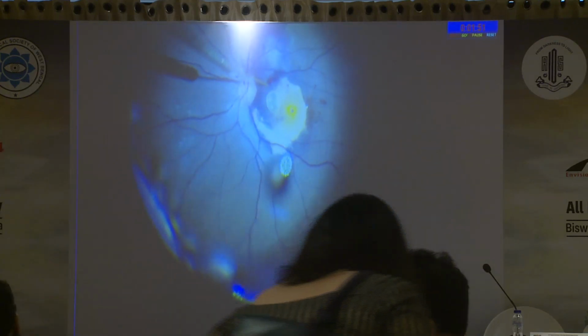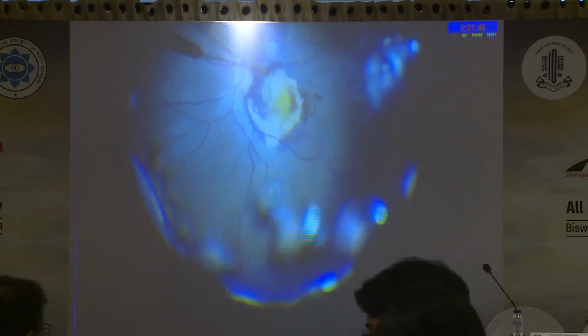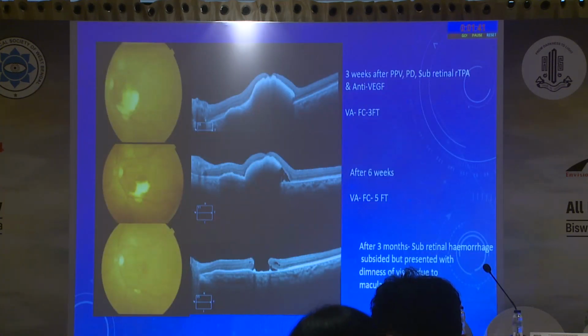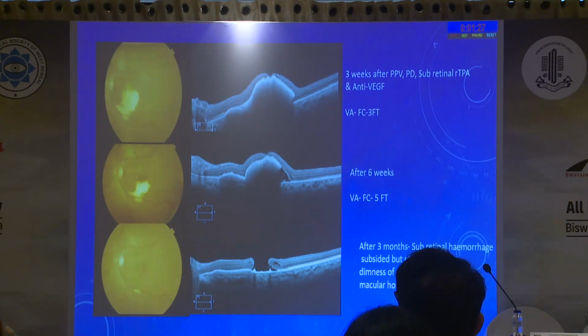Now, after this procedure, this is 3 weeks after the PPV. After 3 weeks after PPV, pneumatic displacement and subretinal tPA and anti-VEGF, you can see the size of the hemorrhage is reduced and the vision is improved a bit. After 6 weeks, it improved to 5 feet of vision. And after 3 months, actually, the hemorrhage was totally gone. The subretinal organized hemorrhage is totally gone.